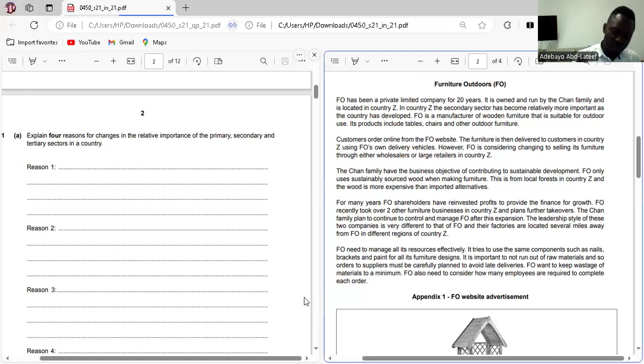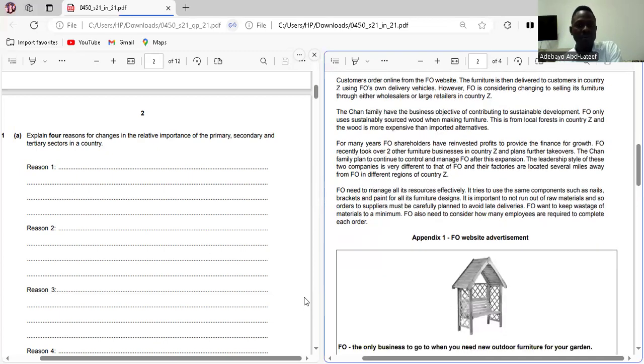You know, the secondary sector, manufacturing, uses equipment. So if there's advancement in technology, workers might be replaced with machines, so employment in the secondary sector would reduce. Is it clear now? Yes. So these are changes in the economic sectors. Any question about it now? Clear. So go to B.